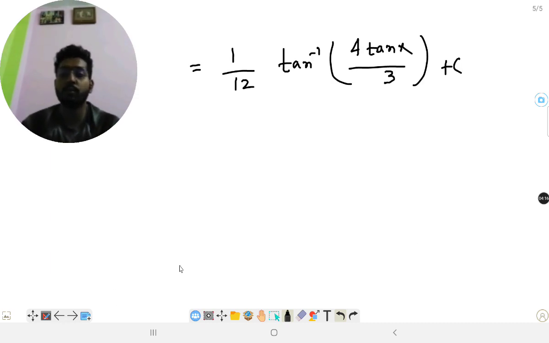So this is the question number 3. Whenever this type of problem comes, where there is a sin square or cos square, we have to divide the numerator and denominator by cos square x. Okay, and now next one.